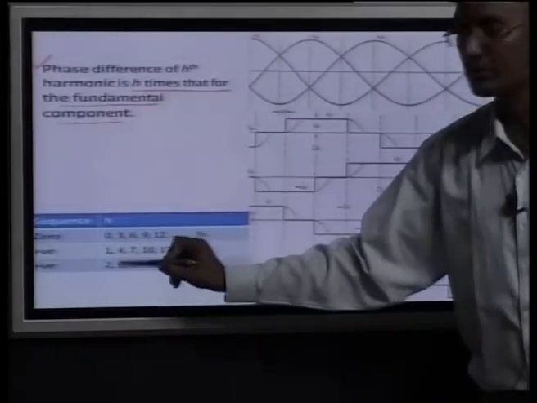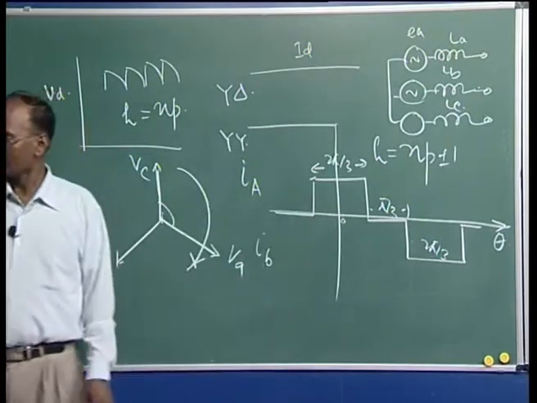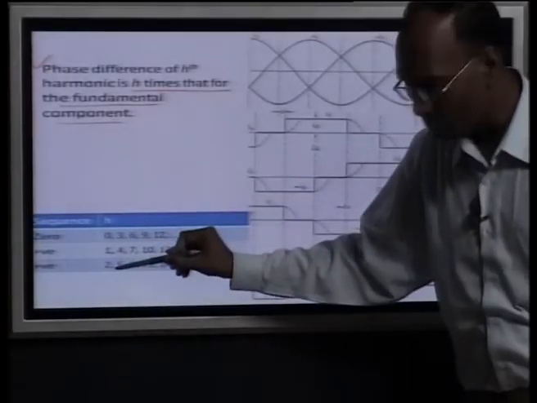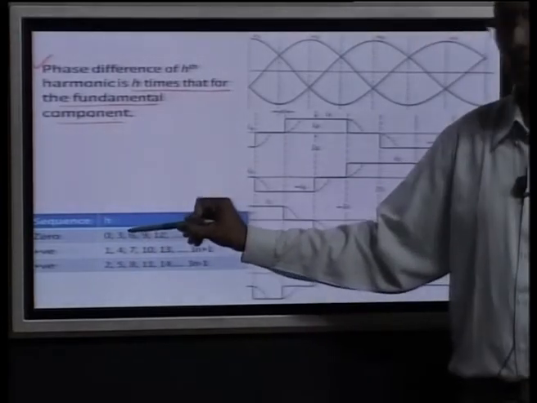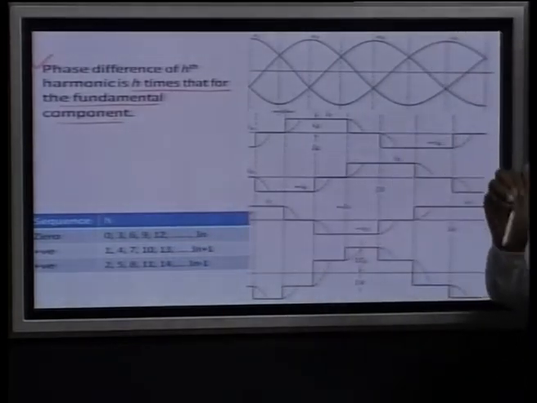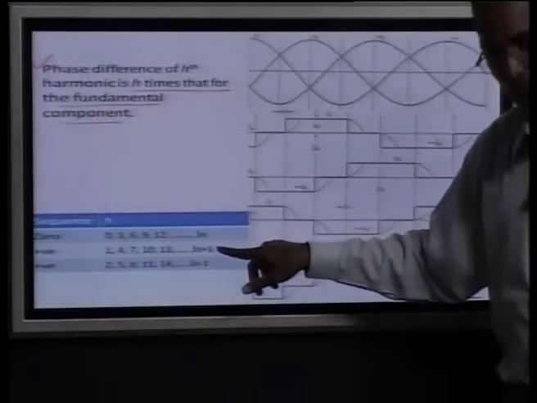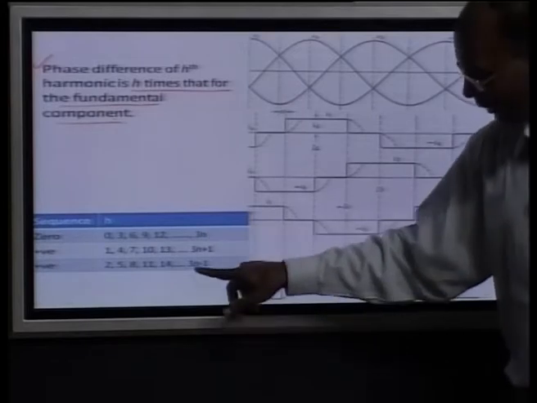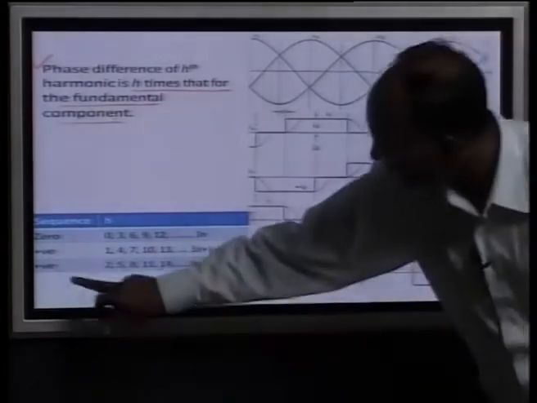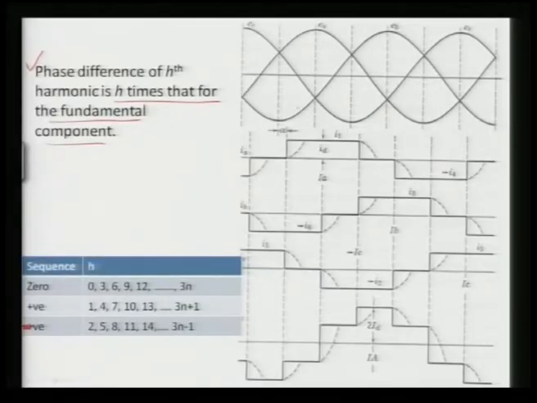No doubt with this waveshape we will not have the second harmonic, because there are no even harmonics, since it follows that property. But we can analyze this: 0, 1, 2 negative, then the third is a triple-N harmonic, then 4, 5, 6, 7, 8 and so on. So the positive sequence components will be 3n plus 1, the triple-N harmonics will be 3n, and 3n minus 1 will be the negative sequence components.